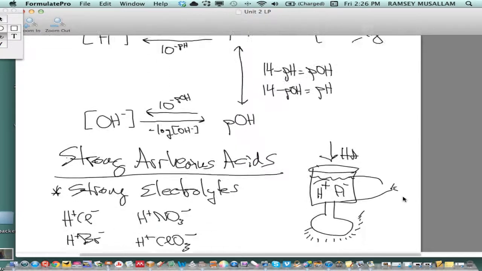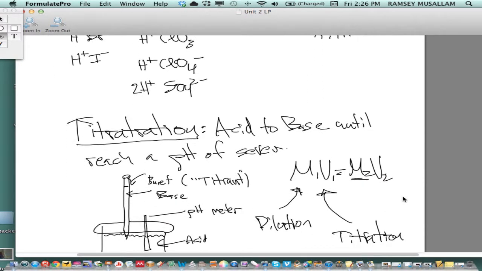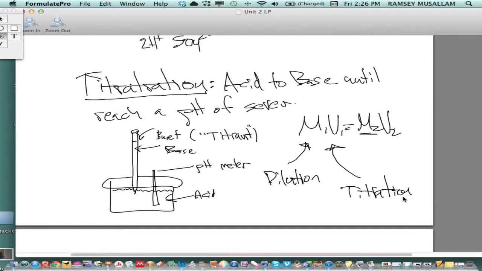We have our strong acids. We can also call them strong electrolytes because they conduct electricity when dissolved in water. Titration is the process of adding acids to base until we reach neutralization. And the dilution equation and the titration equation can be used interchangeably because what we have here is a concentration and a volume. And here I have a concentration and a volume.